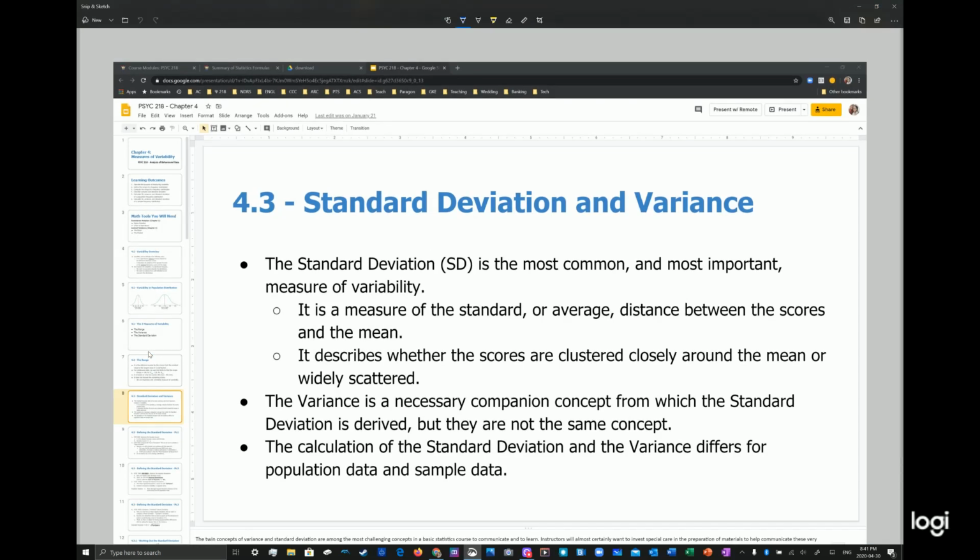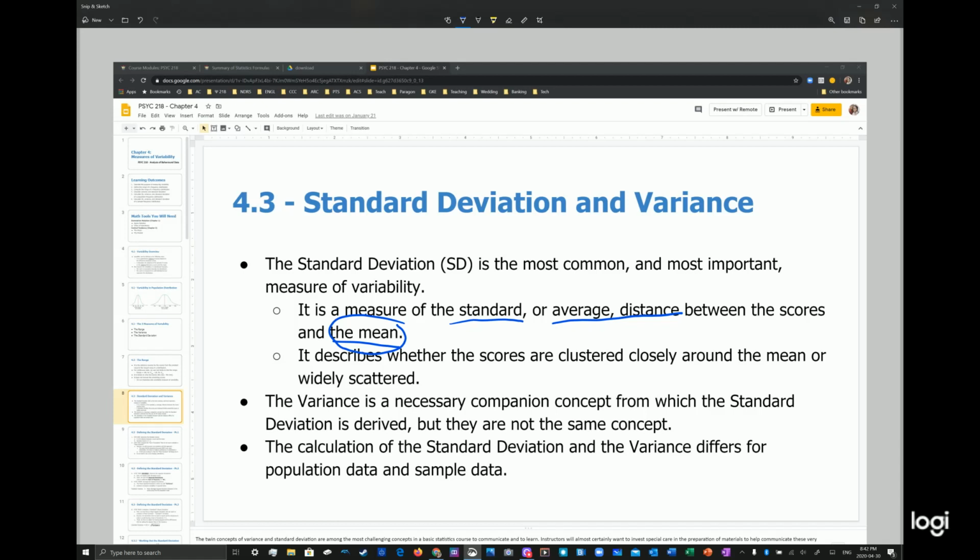In terms of measuring variability, the standard deviation, which is used quite a lot in teaching and in statistics, we want to know the spread. And as far as we know, the standard deviation is indeed the most common and important measure of variability. As the outline says, it gives us a standard or average distance between the scores and the mean. And we use the mean here as a reference point. And we should, because the mean is a measure of central tendency.